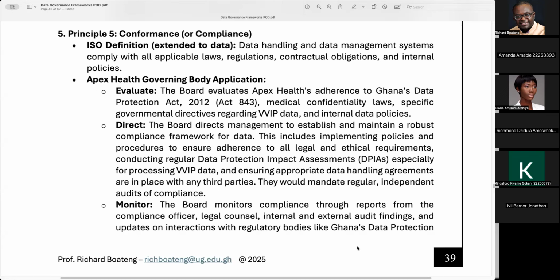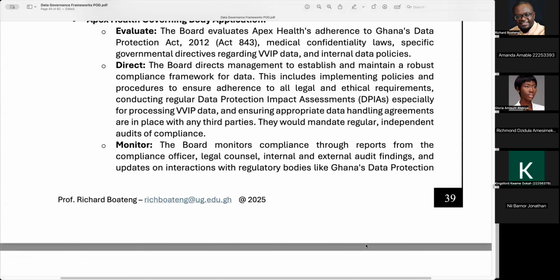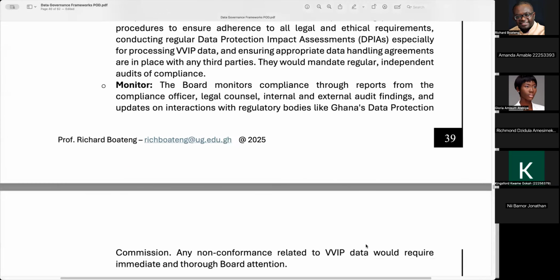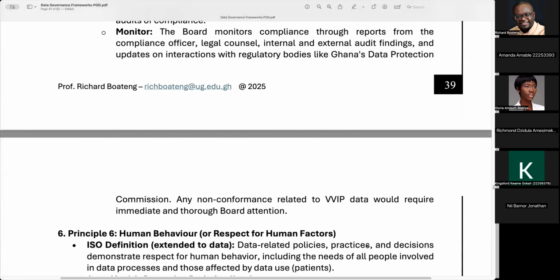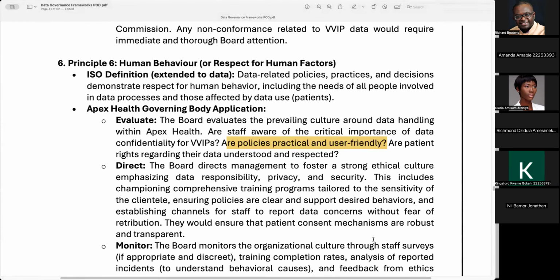They monitor compliance through regular reports from the hospital's compliance officer and legal counsel, reviewing internal and external audit findings, and staying informed about updates or enforcement actions from regulators like the Act 843 Commission. Any significant nonconformance related to VVIP data would require immediate board attention and documented action. And the final principle, Principle 6, is human behavior, respecting human factors.